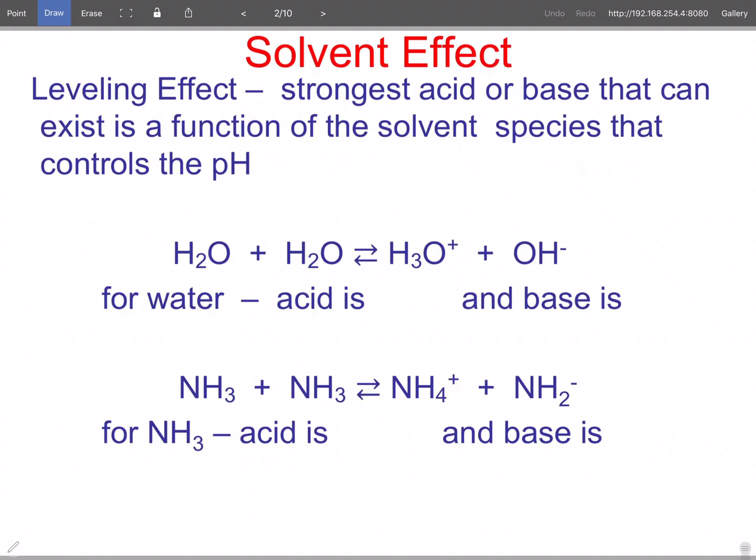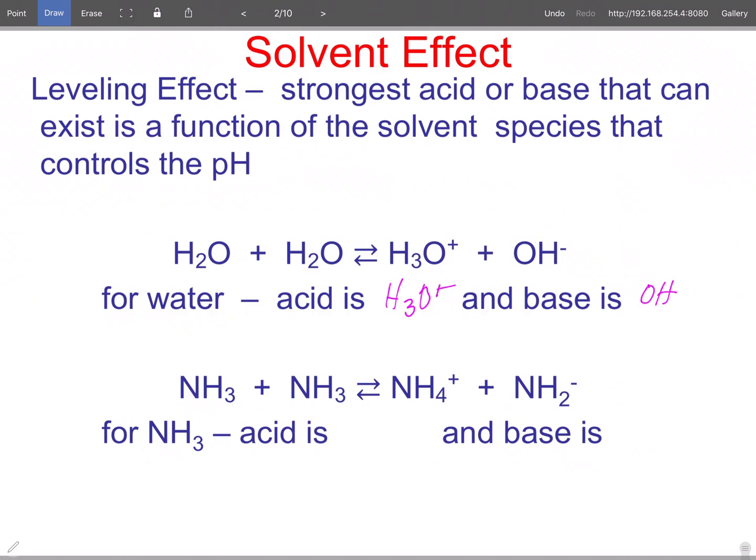Structural effects, this is looking at the structures. The first thing is the leveling effect. And the leveling effect states that the strongest acid or base that can exist is a function of the solvent species. So, for example, for water, if your autoionization, the acid form is H3O plus and the base form is hydroxide.